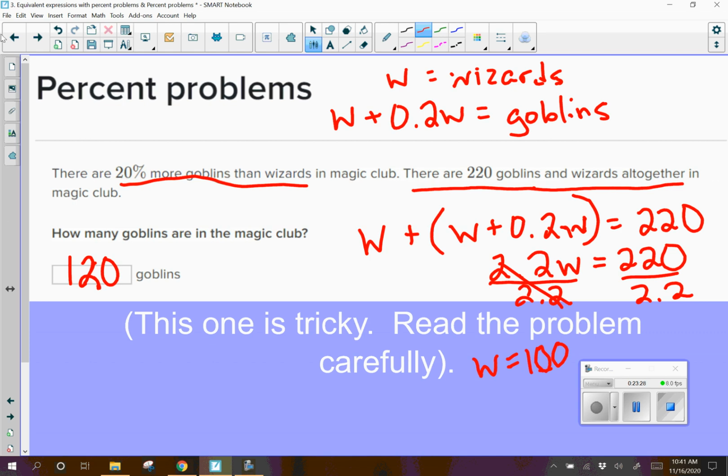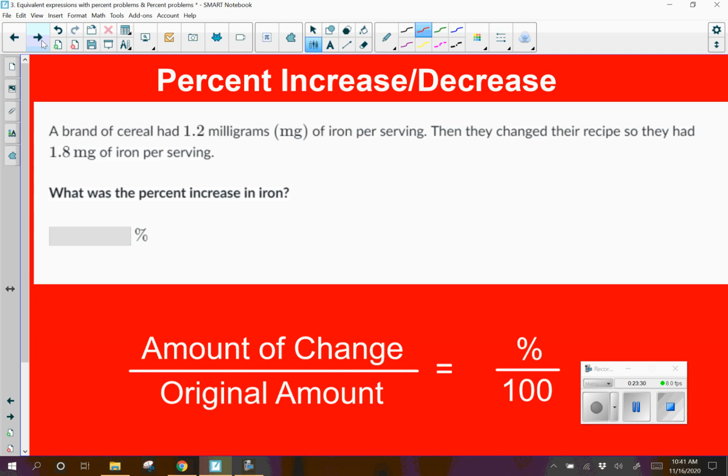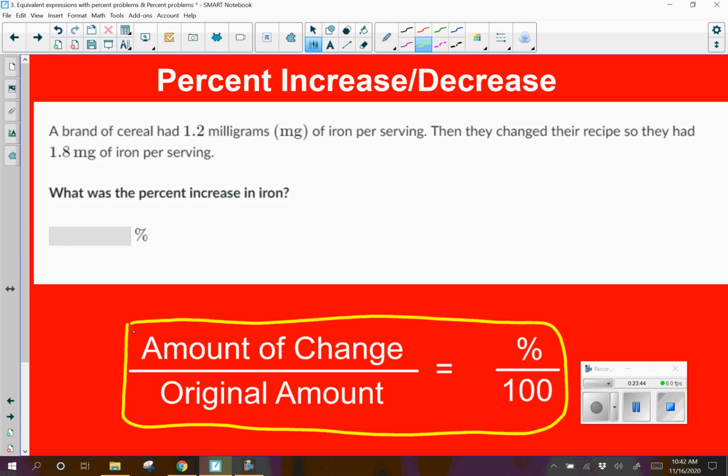Now the last one we're going to do together is actually a percent of change problem, which has to do with percent increase and percent decrease. Now there is a formula that you need to follow, and I have it written down here in a proportion that's easy to follow. So when you're trying to find percent increase or decrease, first thing goes on top is the amount of change, that's how much it's changing, over your original amount, equals the percent over 100. Now we're trying to find the percent, so that means your variable should be over 100.